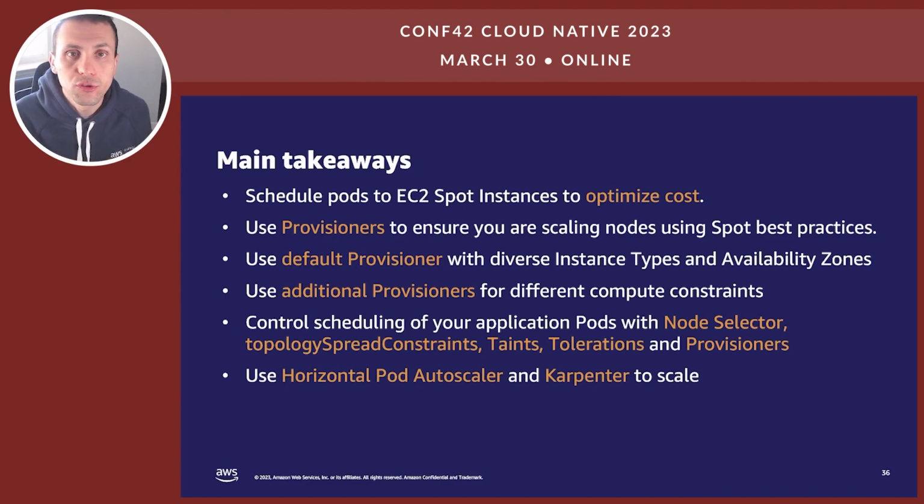And of course, you want to control your scheduling using Kubernetes native solutions like node selector, topology spread constraints, taints, tolerations, and provisioners. You actually integrate that within the scheduling of your application. And of course, you should use Horizontal Pod Autoscaler in conjunction with Karpenter. So you have HPA focusing on the application scaling, and you have Karpenter focusing on the cluster scaling, spinning up instances as needed for specific requirements.